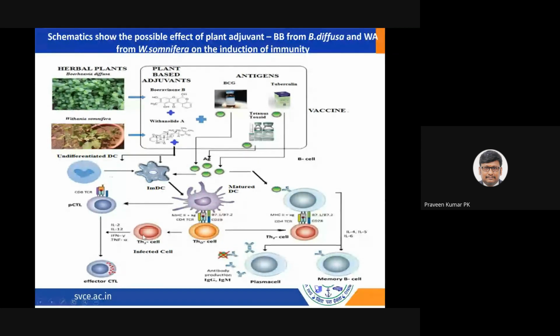Whatever T helper cell we got releases these interleukins: IL-2, interferon gamma, TNF alpha. TNF alpha is the major cytokine used for combating cancer. Not only the dendritic cells and T cells, which got the immune memory and combat the particular cancer antigen surface proteins of cancer cells, but also these proteins, tumor necrosis factor alpha, also play a role.